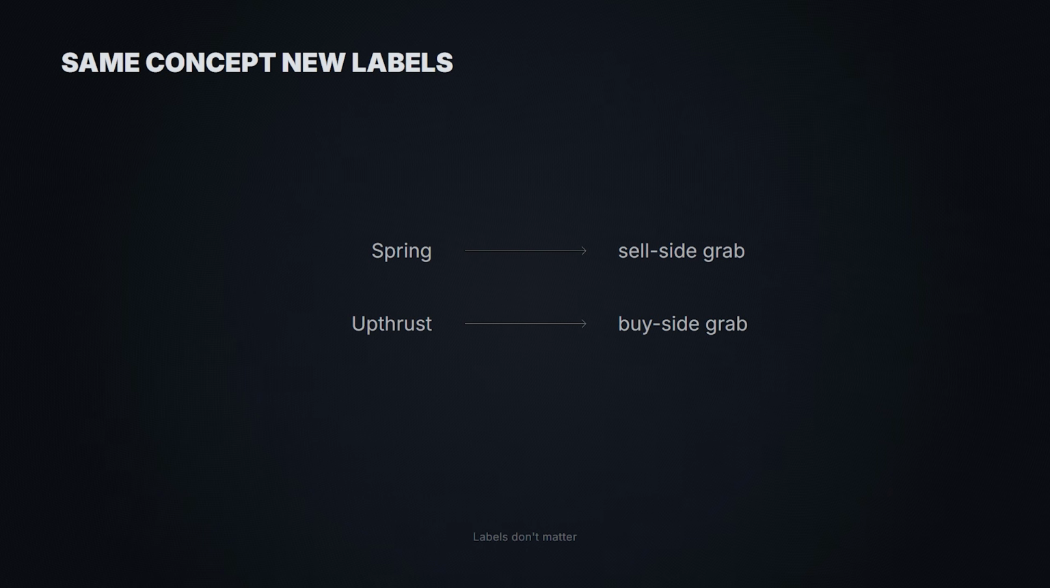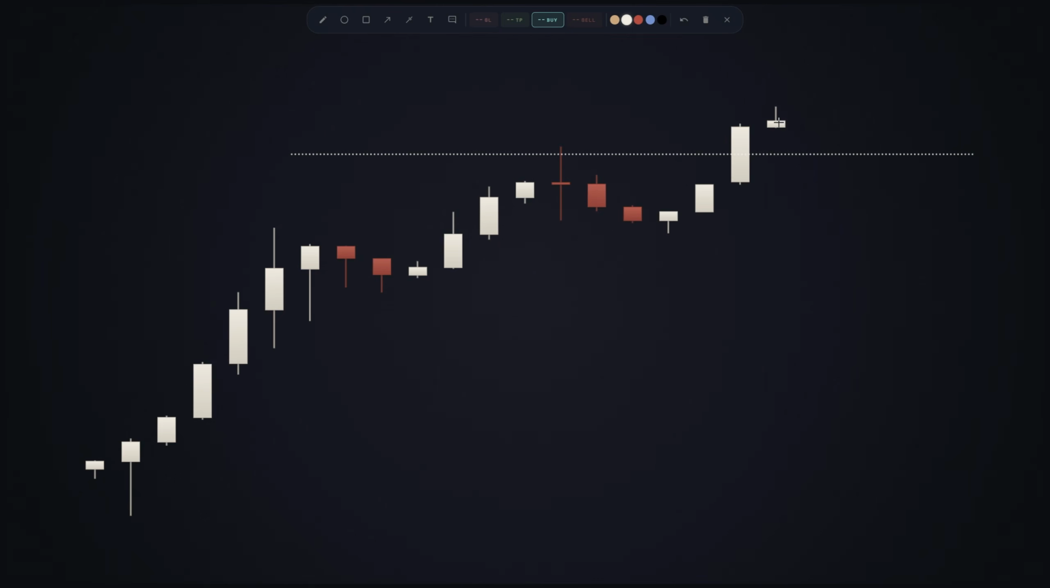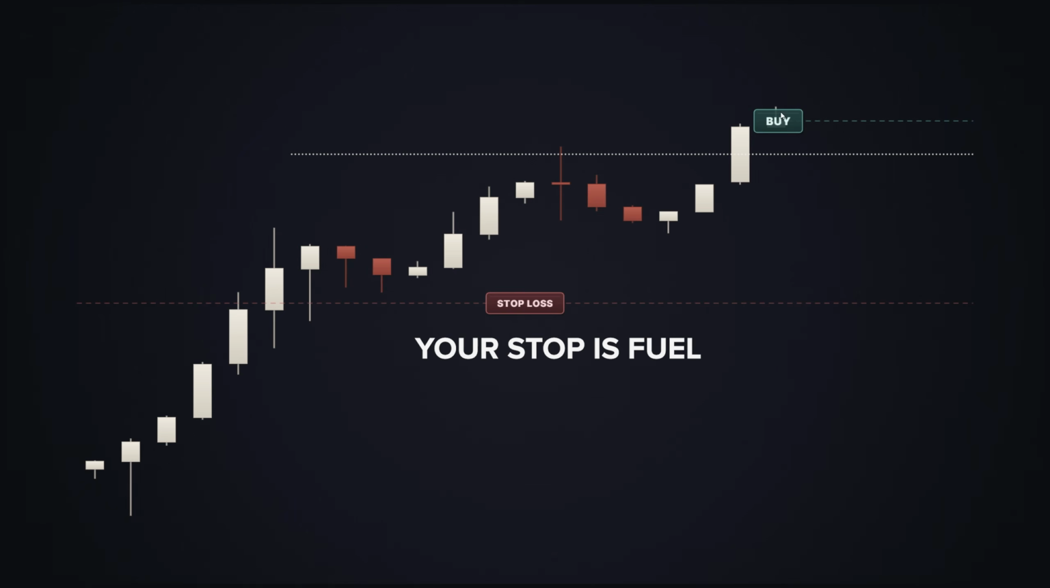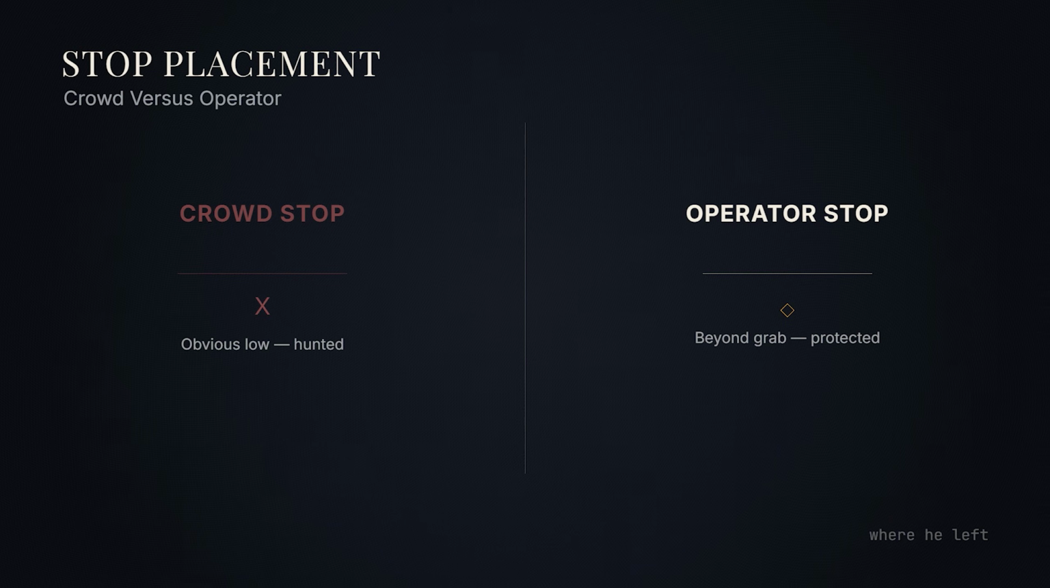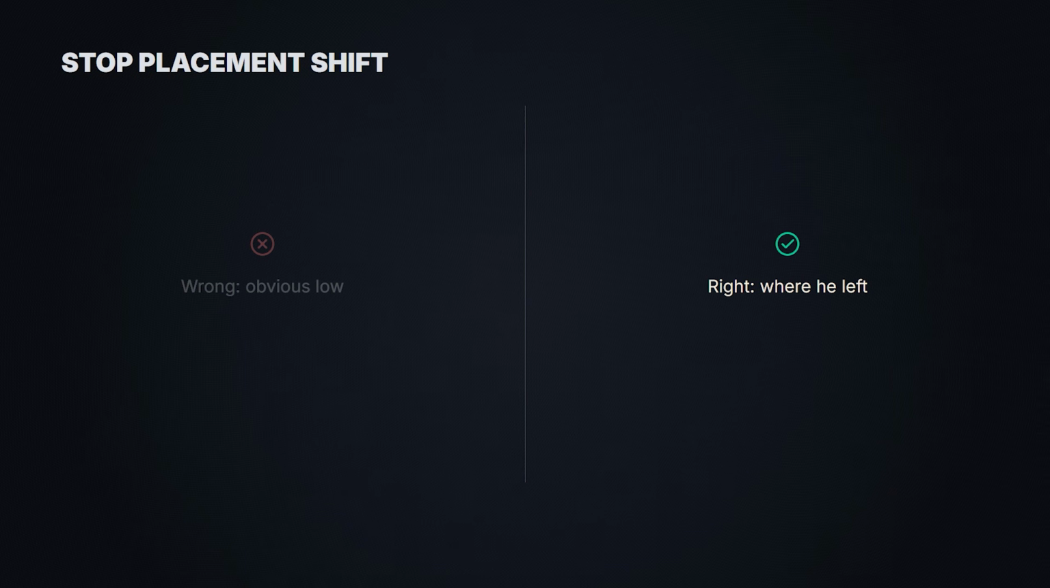Labels don't matter. The market isn't picking on you personally. You're too little to matter. The market is hunting fuel, and your stop loss happens to be the fuel sitting closest to the surface. So once you internalize this idea, you'll stop placing stops at the obvious low everyone else can see. You'll start placing them where the composite man already left, not where he's headed next.